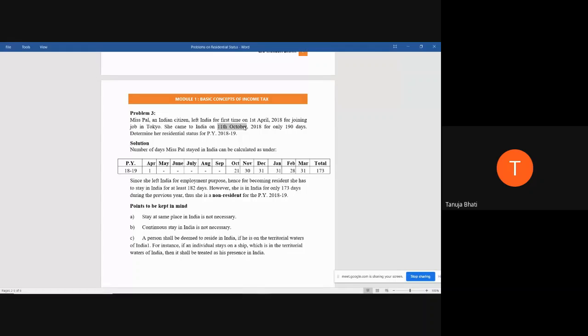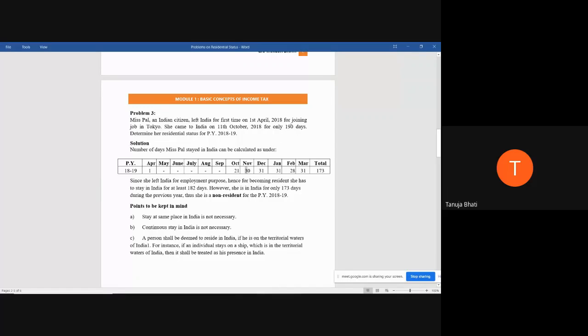So October totally has 31 days. Out of 31 days, 10 days she was outside India. So how many days she was in India? 21 days. So 31 minus 10. Because 11th October also you should calculate as a stay in India. Because I already told you earlier that the day any person is leaving India or coming to India also will be calculated as stay in India. So October she has stayed for 21 days.